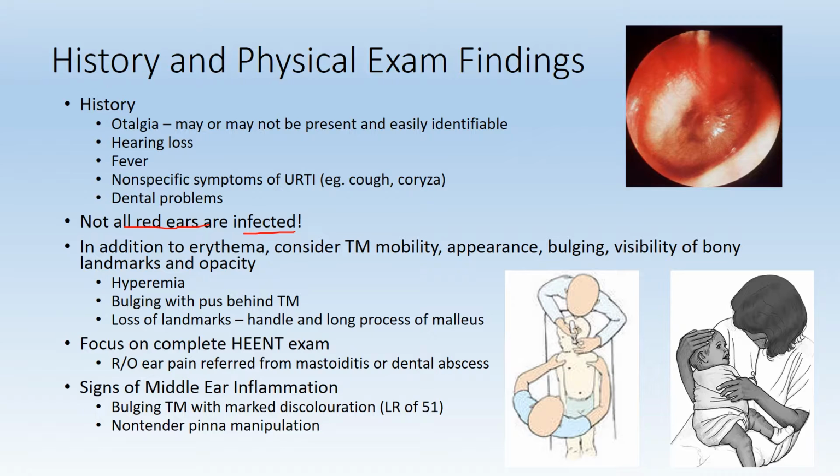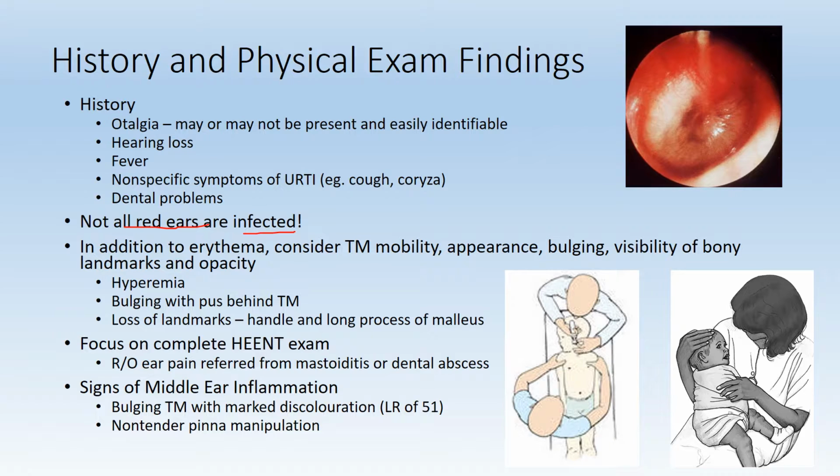So, in addition to erythema, you also want to consider tympanic membrane mobility, the appearance, whether it's bulging, and whether the bony landmarks are visible, as well as the opacity of the tympanic membrane. So again, looking for hyperemia, bulging with pus of the tympanic membrane, and loss of landmarks are all key in attempting to diagnose an otitis media.